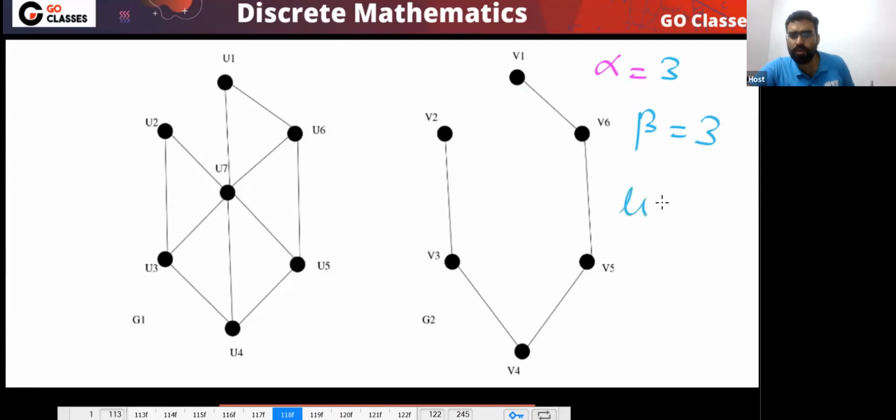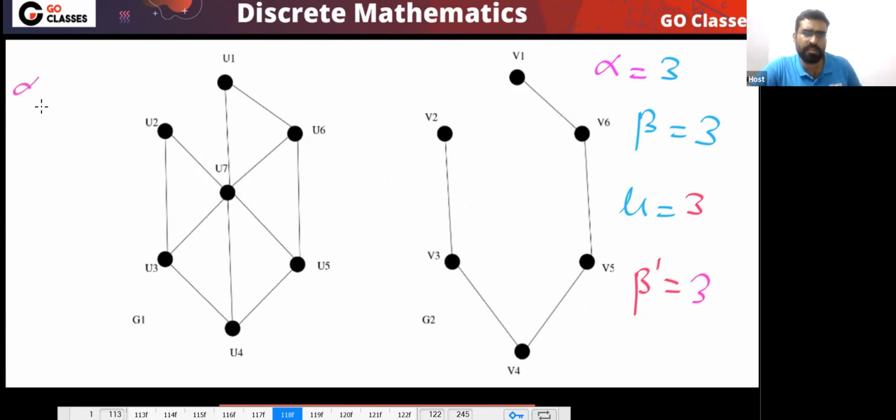Okay, next, what is mu? Matching number. You can take this edge, this edge, this edge. So the matching number will be 3. Okay, and what is beta dash? Beta dash means edge cover number. What is edge cover number? That also will be 3. How many edges do you need? For example, you need this edge, you need this edge. If you want to cover all the vertices, you need 3 edges. Okay, so these are the parameters.